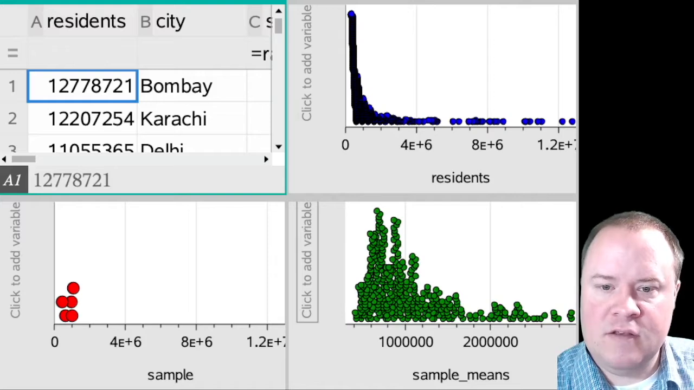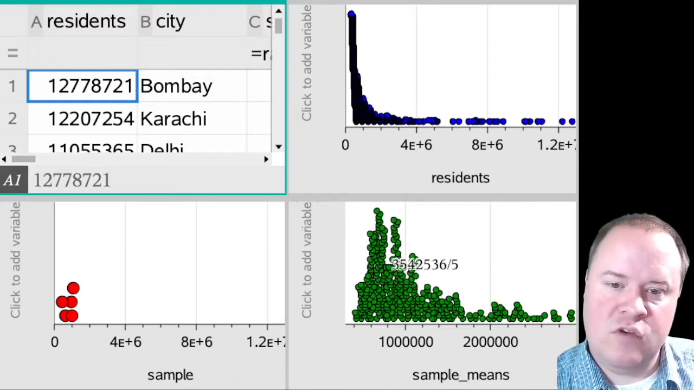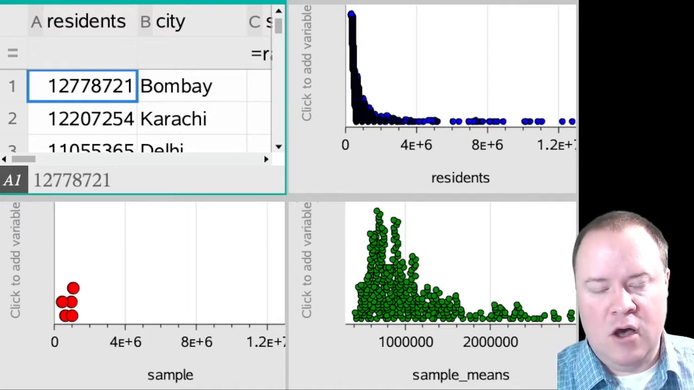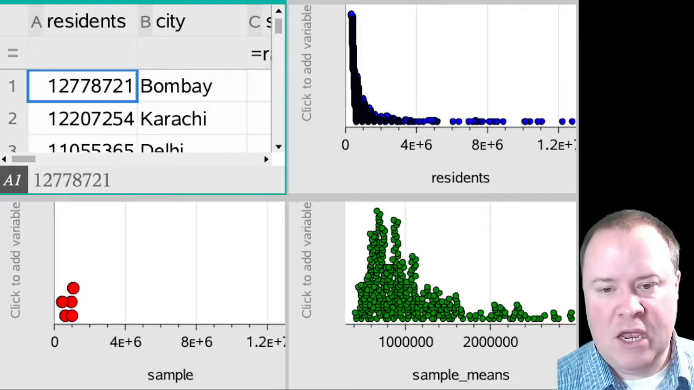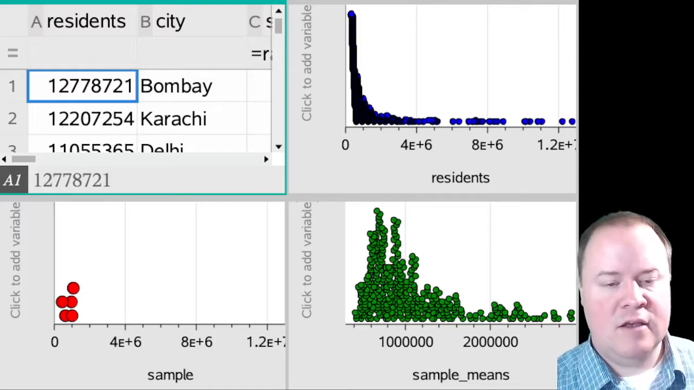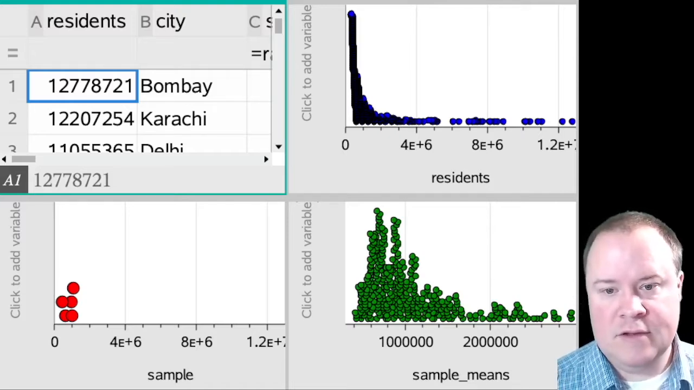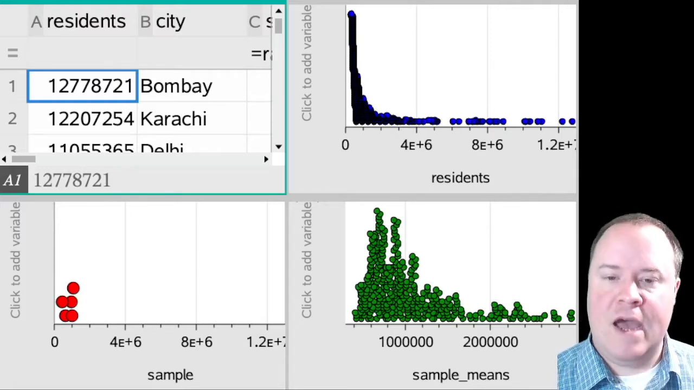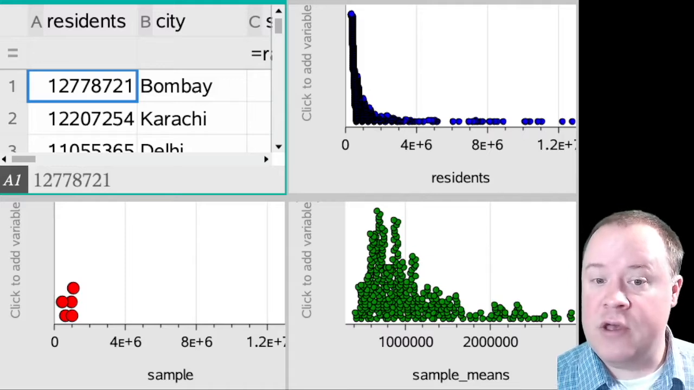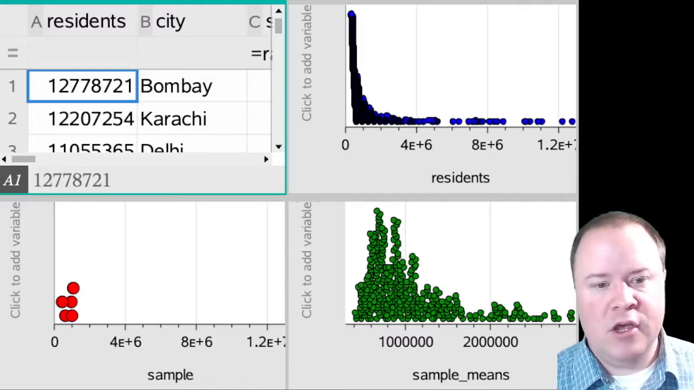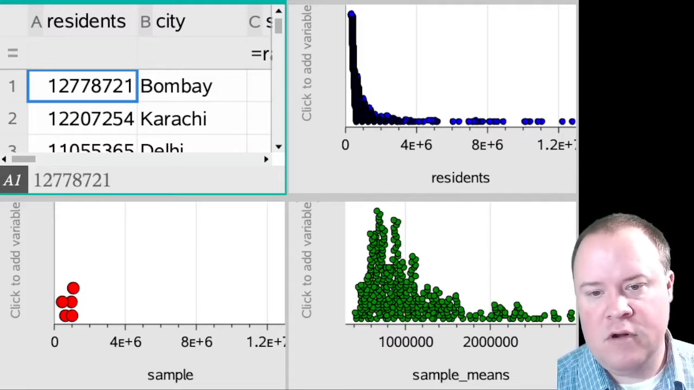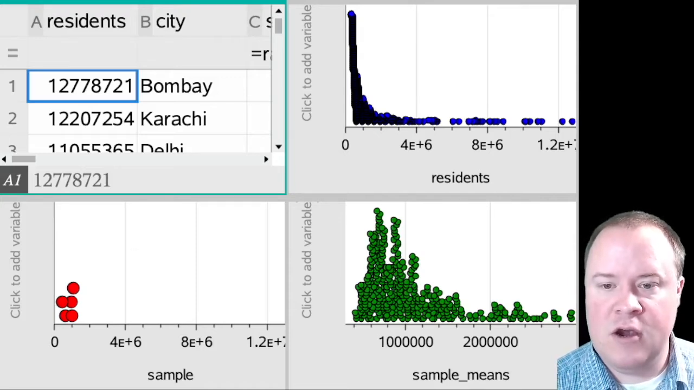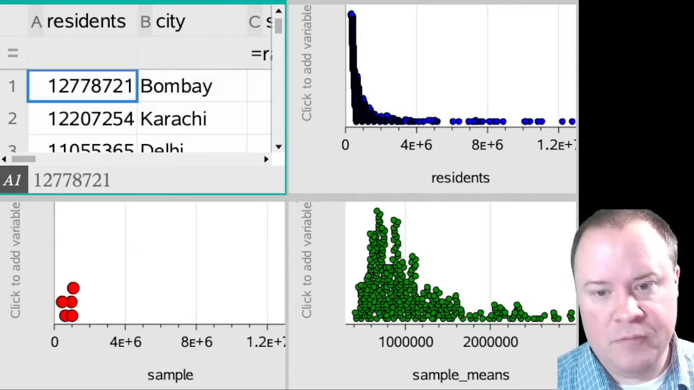The first one is you might be looking at this distribution in green, which is all of the means of each of the samples of 5. So this is what we call a sampling distribution, and we've actually created it. It's not theoretical, it's real, right? We've sampled groups of 5 over and over again and took the mean of those and put them over here. That's what a sampling distribution is.